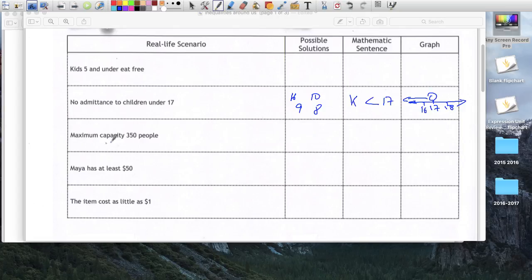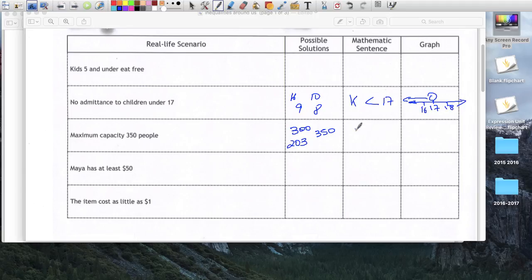Okay. Maximum capacity 350 people. That means that no more than 350 people can come in. You can't take 351. It's just too much for whatever reason. So you can have 300 people. You can have 203 people. You can have 350, but nothing above that.